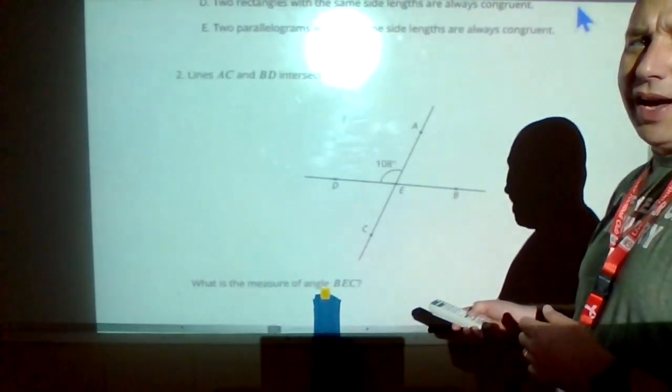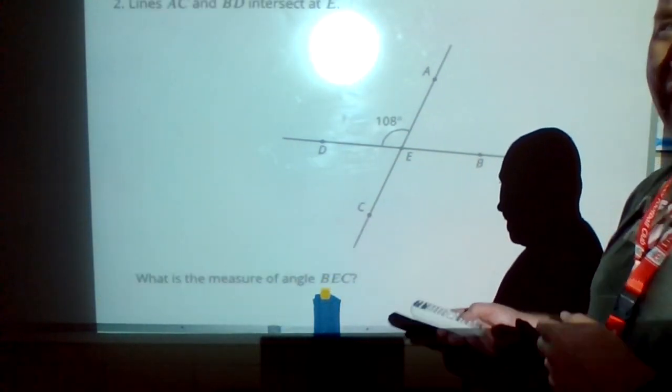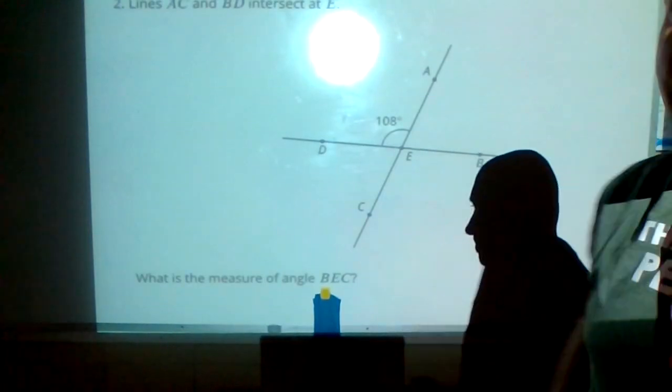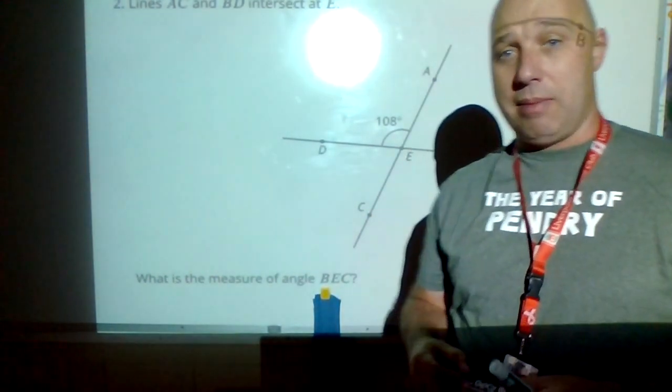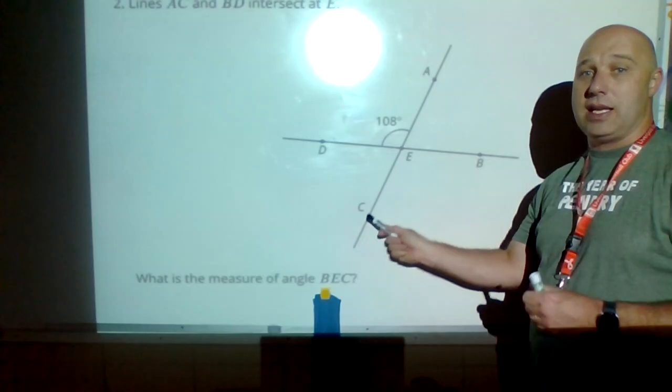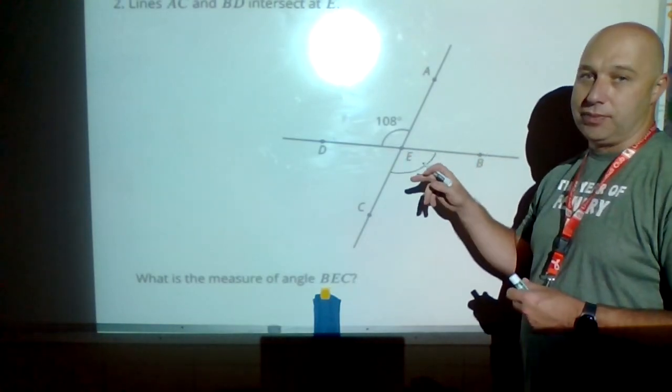All right, cool. So on this next problem, we've got these two intersecting lines. They give us that this angle is 108. And then the question is, what's the measure of BEC? So again, this is going to test your ability to name angles. Make sure you guys know how to name angles. BEC is this opening right here from B to C with E in the middle. All right?